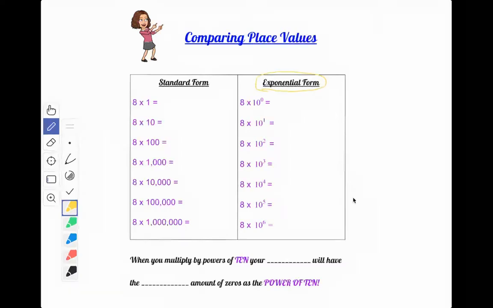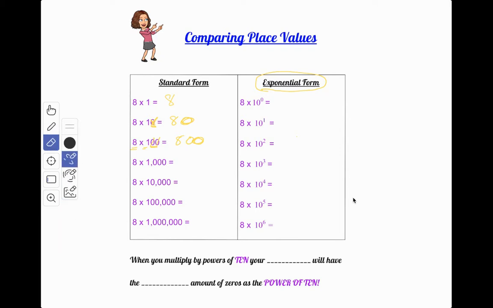Okay, so let's review. We talked about the standard form, so let's just do: what is 8 times 1? 8 times 1 is 8. 8 times 10, well, I have 1 zero, so I'm going to put that 0 down. 8 times 1 is 8. Now I have 2 zeros because I'm multiplying by the 100. So I put my 2 zeros down. Then I have 8 times 1, which is 8. So 8 times 100 is 800.